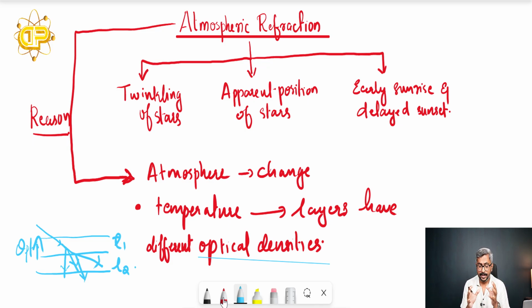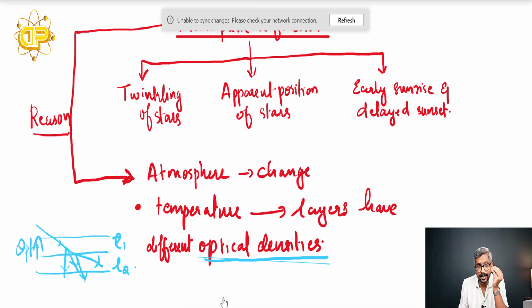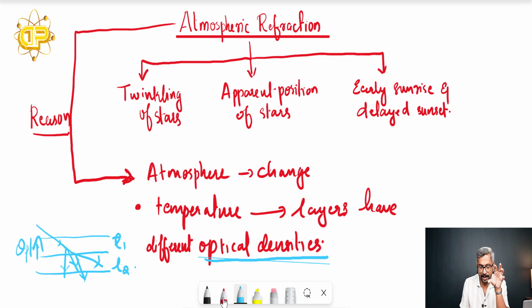This is because the atmosphere contains different particles, and the temperature is different and changes continuously. As a result, the optical densities also change continuously. At times one layer is optically denser, and the next moment it becomes optically rarer. Sometimes it is optically rarer, sometimes optically denser. So we cannot fix a particular layer and say this is an optically denser layer and this is an optically rarer layer. This is how atmospheric refraction takes place, and this is the reason behind it.